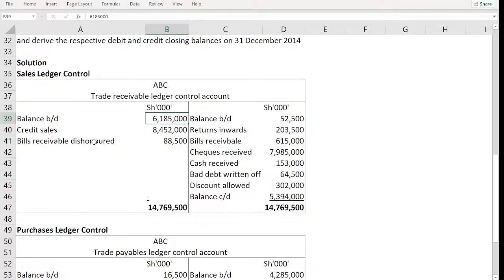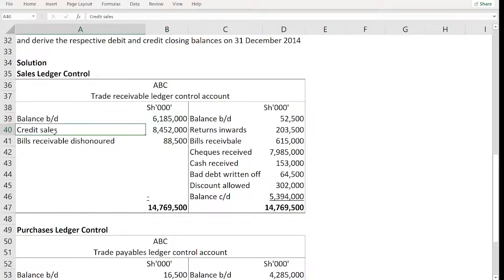Another one that you can talk about is the refund to customers, dishonored checks, bad debt recovers. So those are on the debit. On the credit, we talk about the credit balance, total cash received, total check received, return inwards, cash discount allowed, bad debtors written off, cash received, purchase ledger contra, all that. So if you have the format, everything will flow.